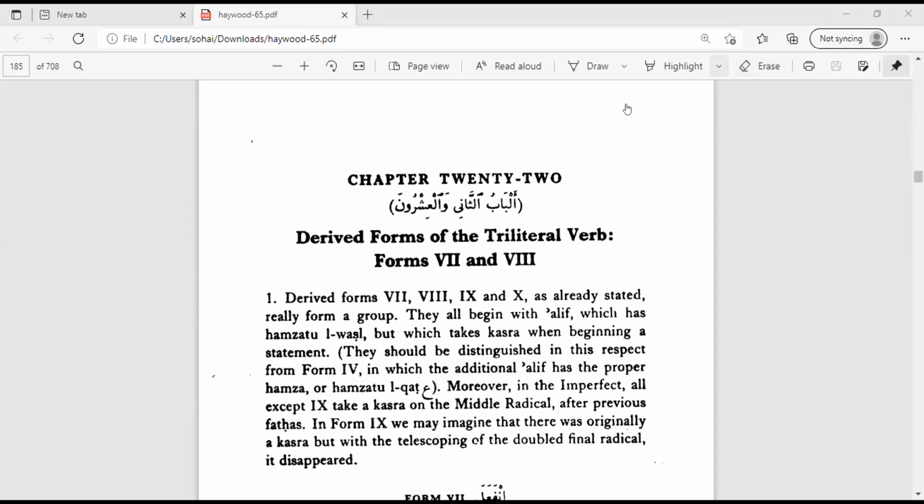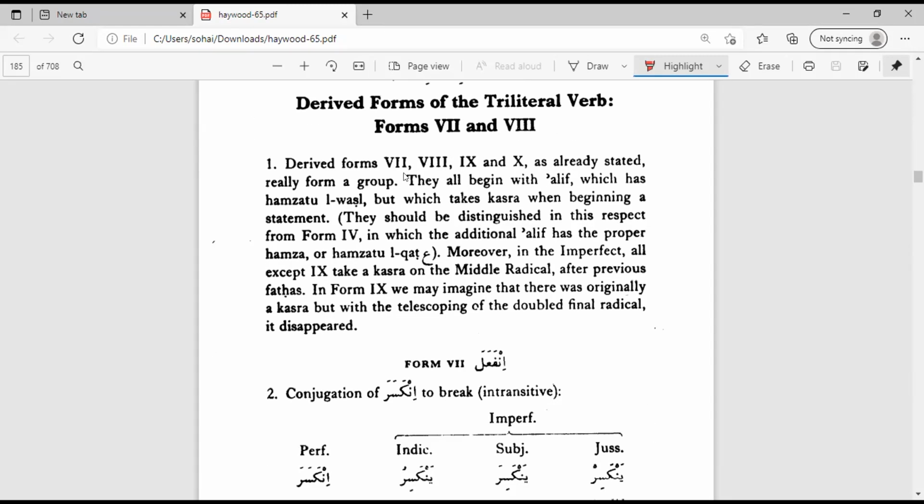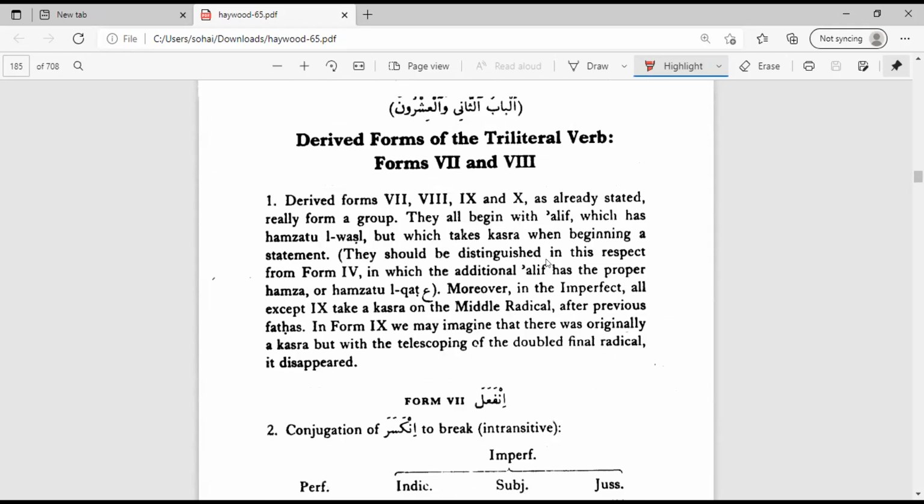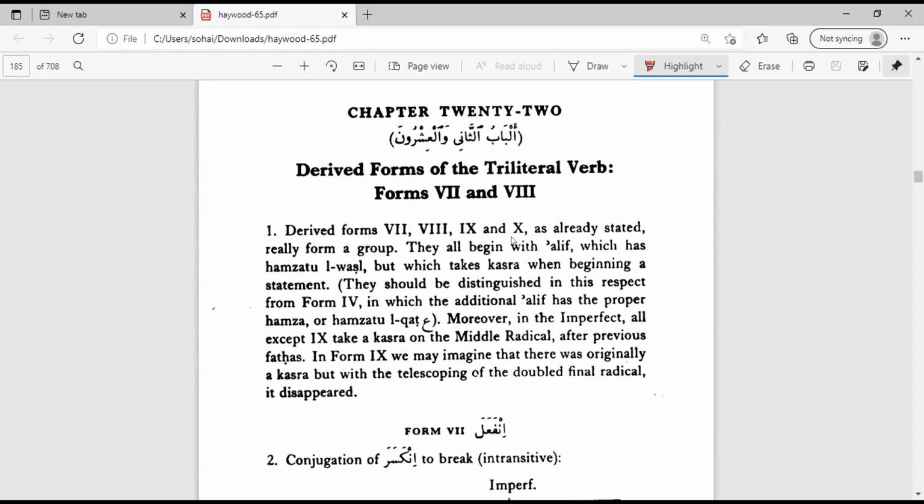So in the new chapter, we are covering some new forms, and these forms are form 7 and 8. It says here it is 7, 8, 9, and 10. You could sort of consider them as a group. They all begin with alif.